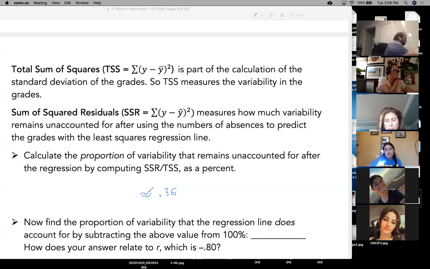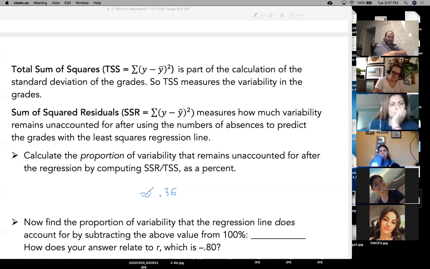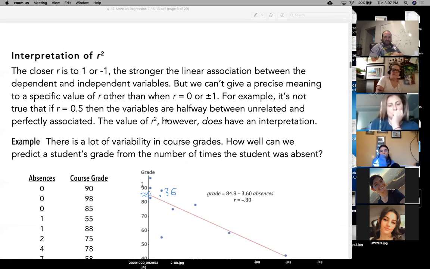They add to 100%. 36% plus 64% add to 100%. Where was the 64%? That was our R squared value. How many slides back was that? It was on our best fit line. It said R is negative 0.8.